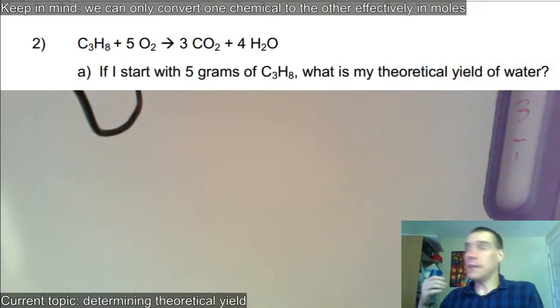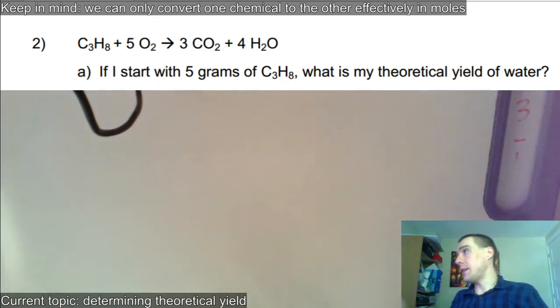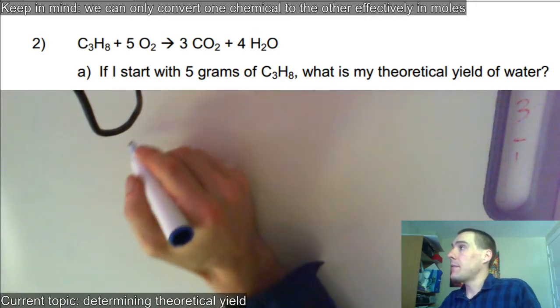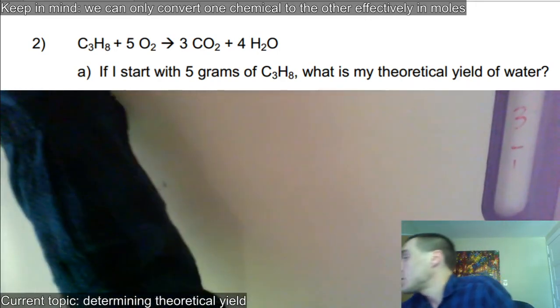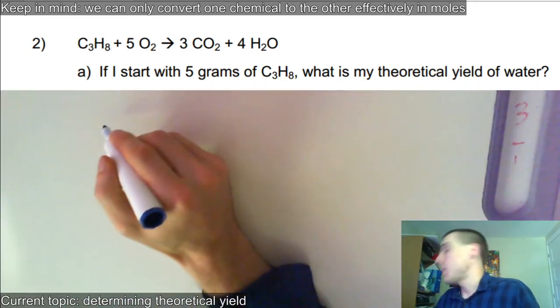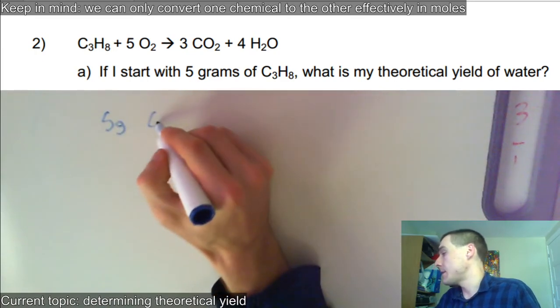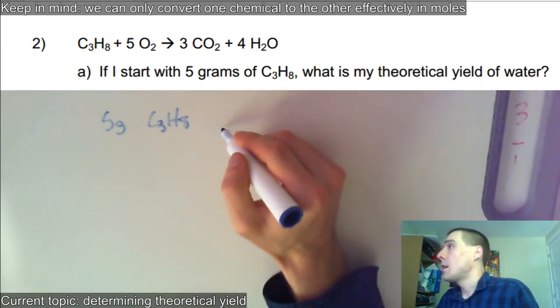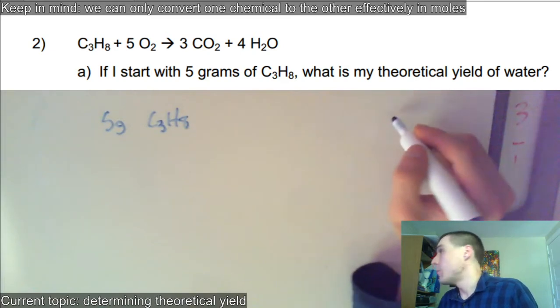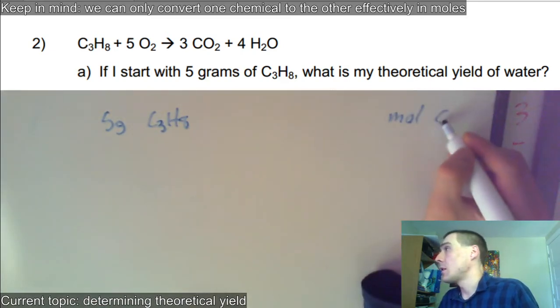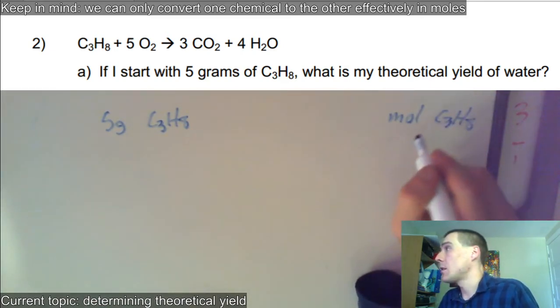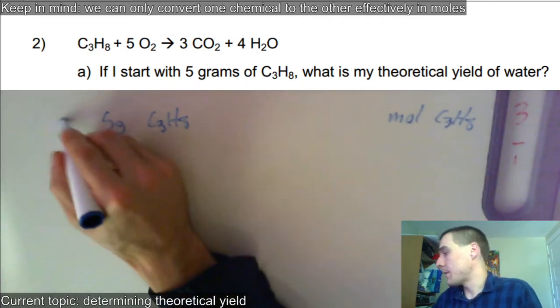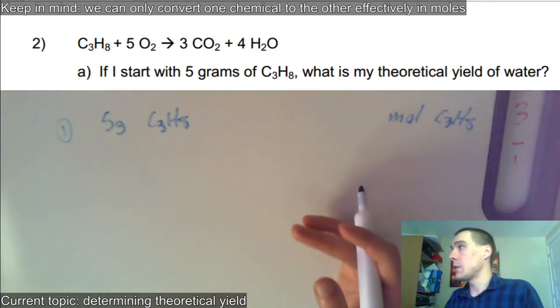So let's write that out. So I have 5 grams of C3H8, and what I want to do is take that 5 grams of C3H8 and turn it into moles of C3H8. Right, that's my first step. The first step is to go from grams to moles.